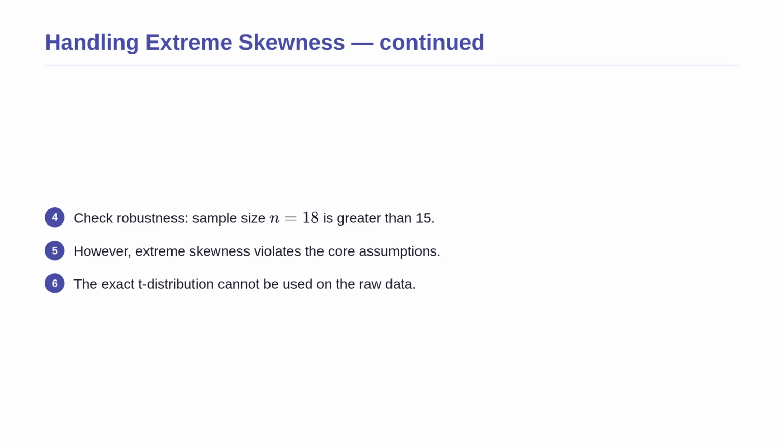Continuing with the biologist's data, we must first check the robustness conditions. Her sample size is 18. Since 18 is greater than 15, the t-test would normally be robust enough to handle a slightly imperfect bell curve. However, the problem explicitly states that the data has extreme skewness. This extreme skewness is a critical roadblock. It completely destroys the mathematical foundation of the exact distribution. Because of this severe deformity, the biologist absolutely cannot use the exact t distribution on the raw original data.